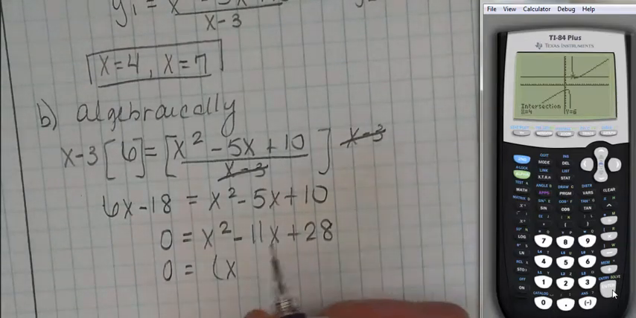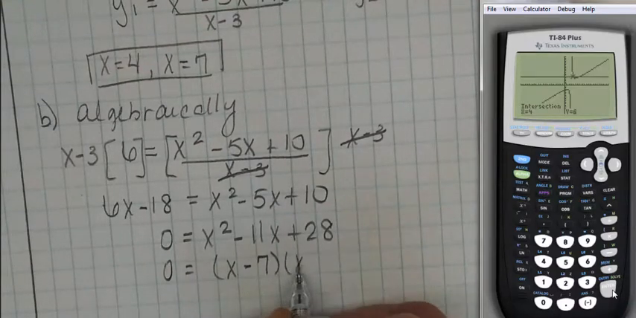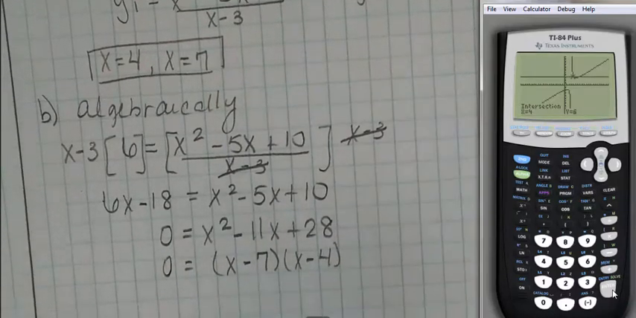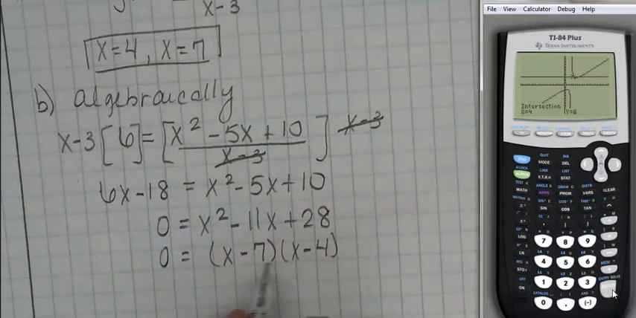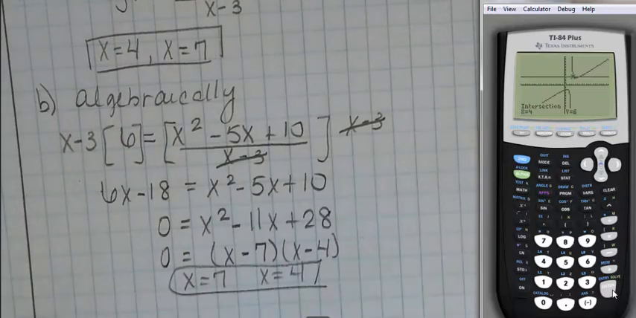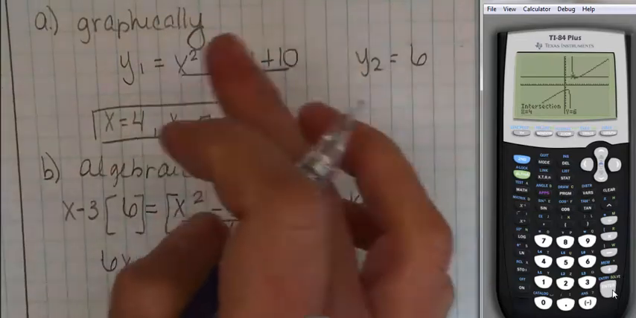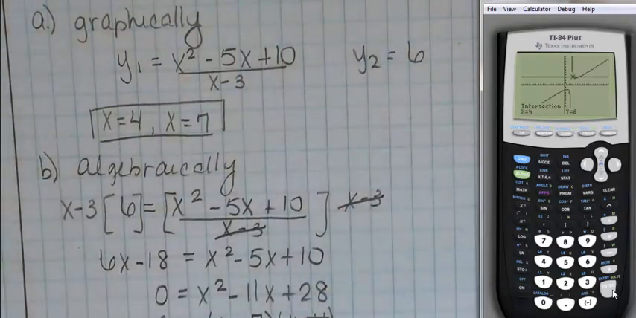Yes, factoring never goes away. Hopefully you're realizing that right now, and that you are super awesome at it. And then I'm going to set both of those factors equal to 0, and I get my 2 solutions. Actually, sometimes this way is quicker, because putting all this stuff in your graphing calculator can really be tedious and time consuming.